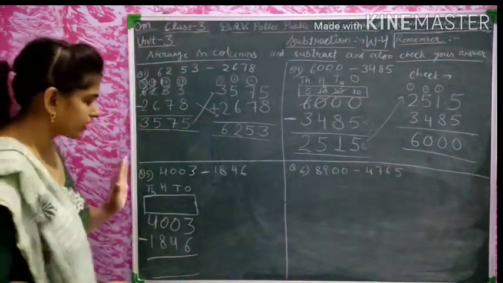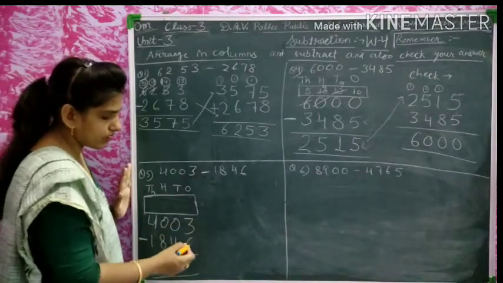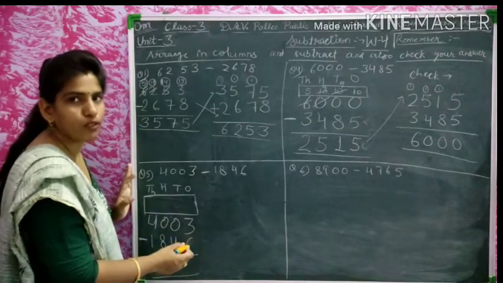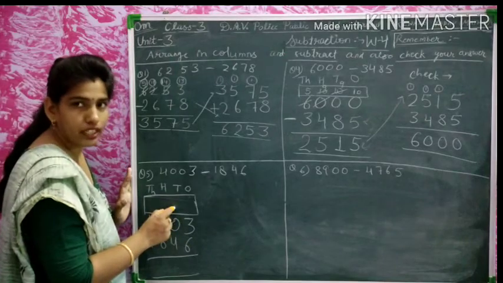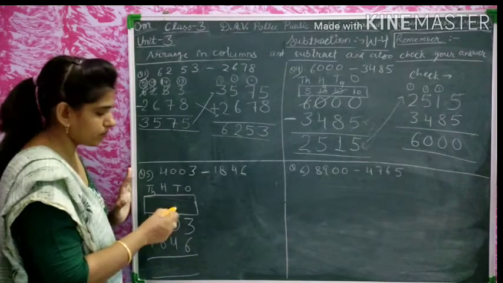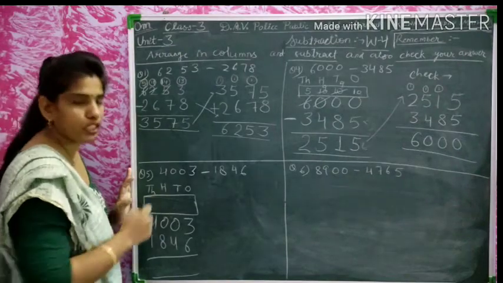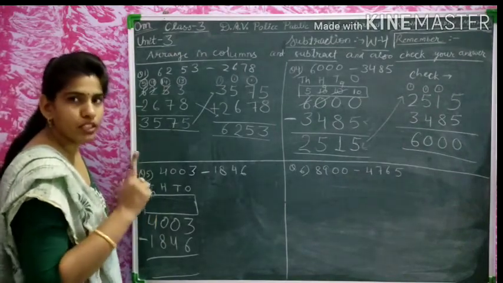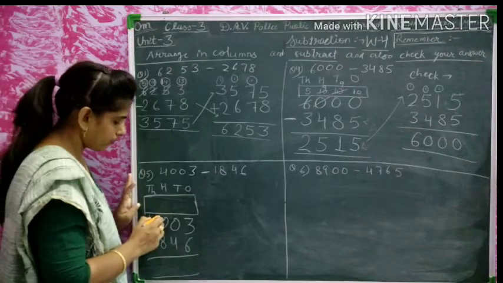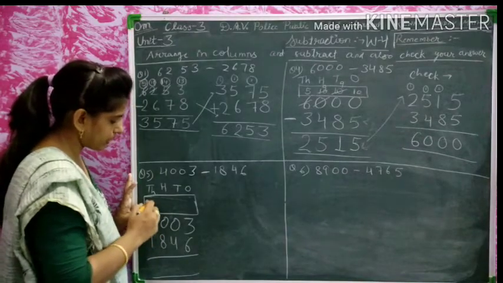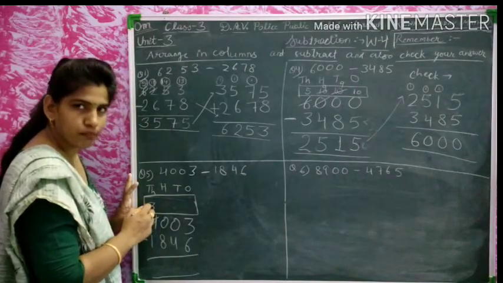Now we will start the subtraction here. 3 minus 6, not possible. What will we do? Take a carry. Can 1 be borrowed from this number? No. Then 1 is borrowed from the thousands number. Then 1000 comes from this number. If 1000 is taken, then it will become 3000.